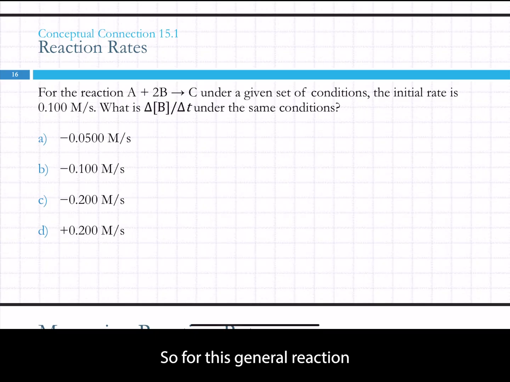All right, so for this general reaction, under a given set of conditions, we have a reaction rate or an initial rate of 0.1 molar per second. So what would the rate of change be?